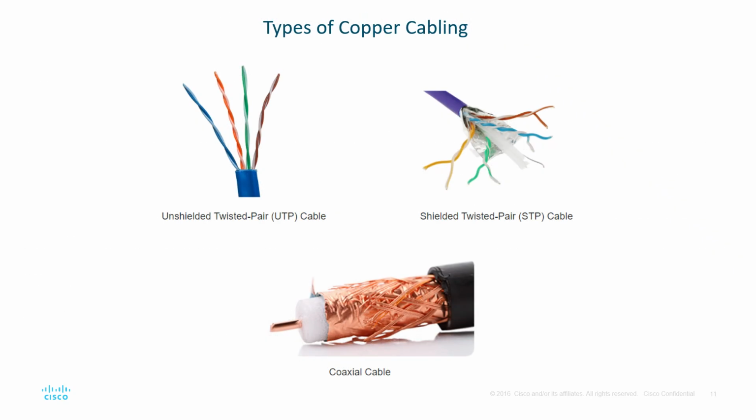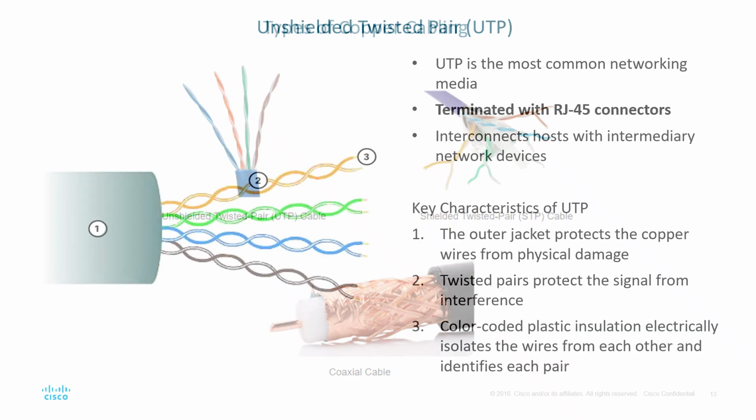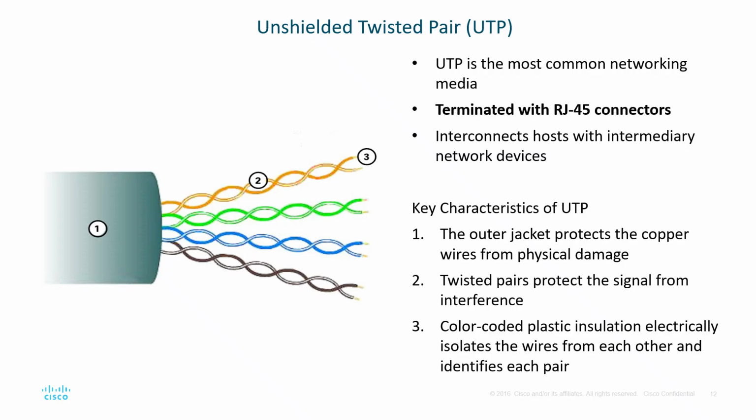So, different types of copper cabling. We have unshielded twisted pair, shielded twisted pair, and coaxial cable. Within the realm of unshielded twisted pair, it is the most common networking media. It is terminated to an RJ45.